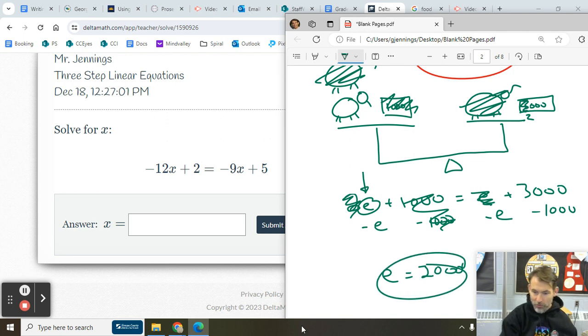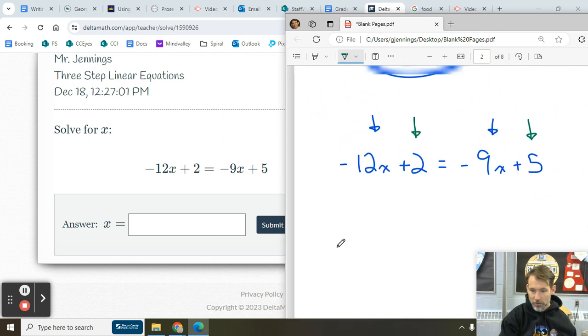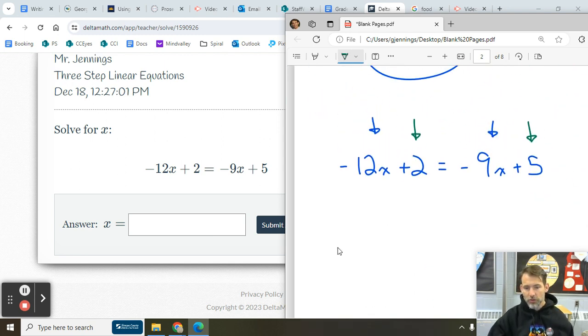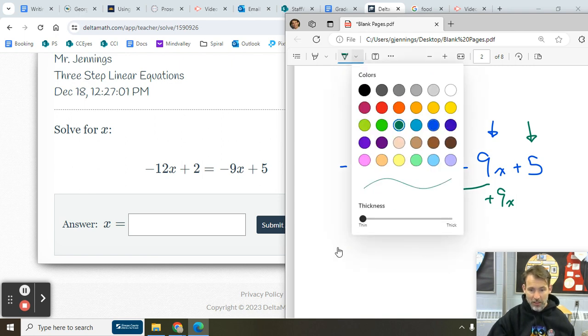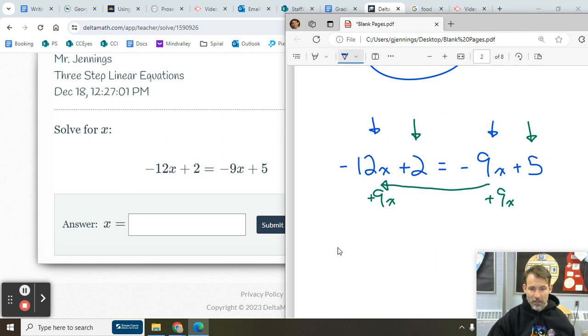So you get all your elephants on one side, all your numbers on the other. We're going to do the same thing here. I am going to choose to send my x's that way. And how do I do that? I'm going to add 9x. That gets all my x's to one side of the equation. So I have to add 9x to both sides. Negative 12x plus 9x, that would be negative 3x. And then I still have plus 2 equals 5. This 5's still there. It just comes down.